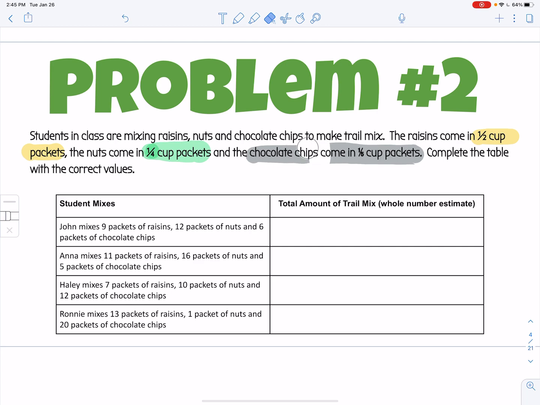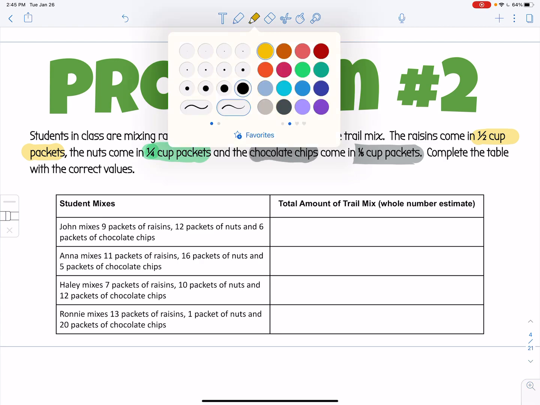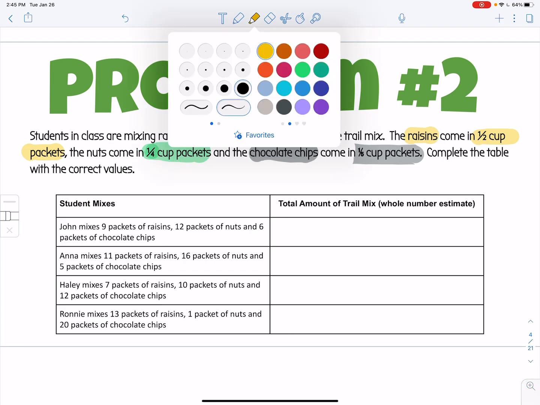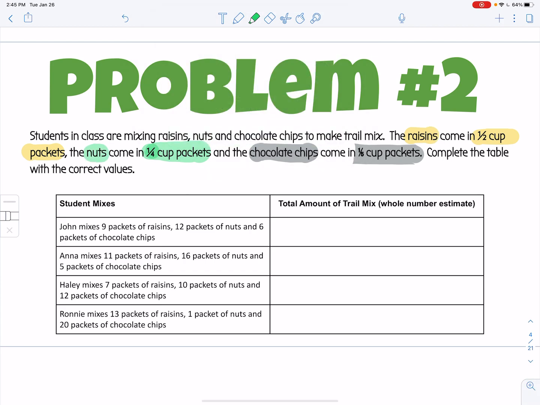And I'm going to erase a little bit of that because we didn't need all of that. Actually, we might need that information. Chocolate chips, I'm going to match my colors because that was where I would mess up, I would get them confused. So the green is the nuts that are 1/4 of a cup. The gray is the chocolate chips, and the raisins are 1/2. So they want us to make those mixes.